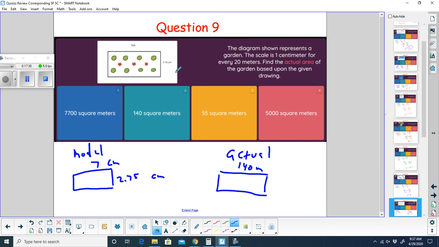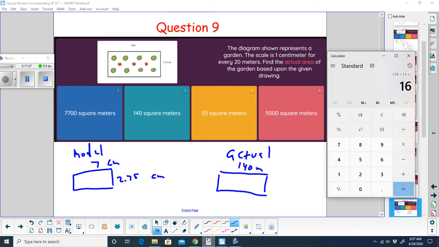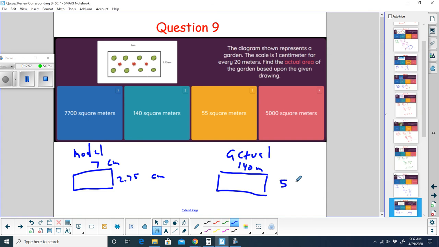Now, this side, 2.75, well, the number is going to be 20 times bigger in the actual world. The units are already bigger. 2.75 times 20 is 55 meters in the actual world, right?